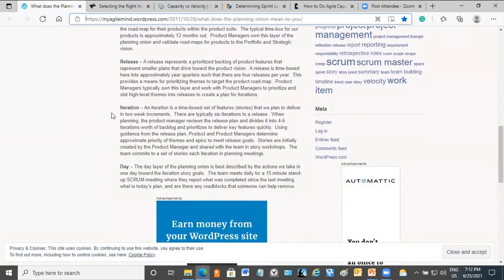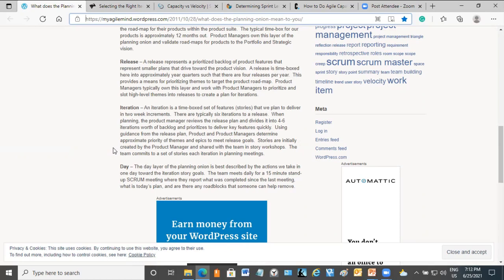We have the iteration layer, which is a time box set of activities or stories that we plan to deliver in 2-week increments, generally common. There are typically 6 iterations to a release. When planning, the product manager reviews the release plan and divides it into 4 to 6 iterations worth of backlog and prioritizes to deliver key features quickly. Using guidance from the release plan, product and product managers determine approximate priority of themes and epics to meet release goals. Stories are initially created by the product manager and shared with the team in story workshops.